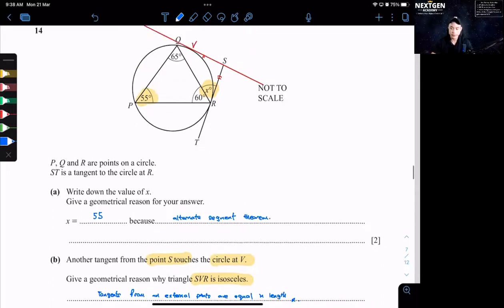Make sure you all know this. This falls under circle theorem. If you are unsure, go back to your textbook and revise your circle theorems. There's quite a number of theorems. I can't remember how many, but make sure you all know all of it.